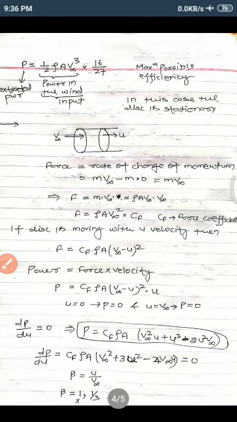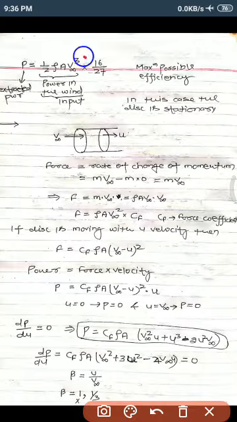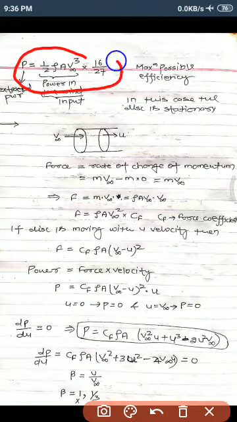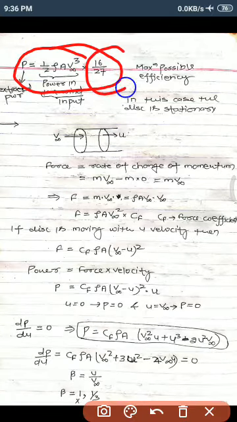After putting the value of a, the total power is calculated as 16/27 times (1/2)ρAV³. This means the maximum power that can be extracted from the total power is 16/27 times the total power.